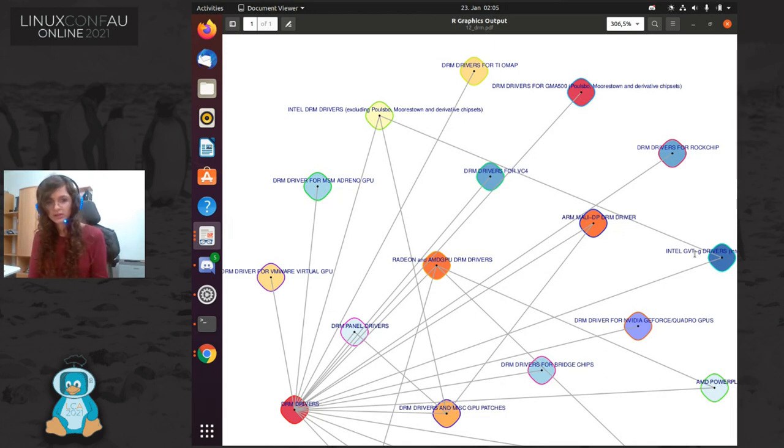So we have some unconforming patch integrations, but we really want to know who these maintainers are that integrated unconformingly for these sections. The maintainer who integrated for this section right here is a maintainer for this section right here, DRM drivers and misc GPU patches. And the maintainer who integrated unconformingly for this section is a maintainer for this section, DRM drivers.